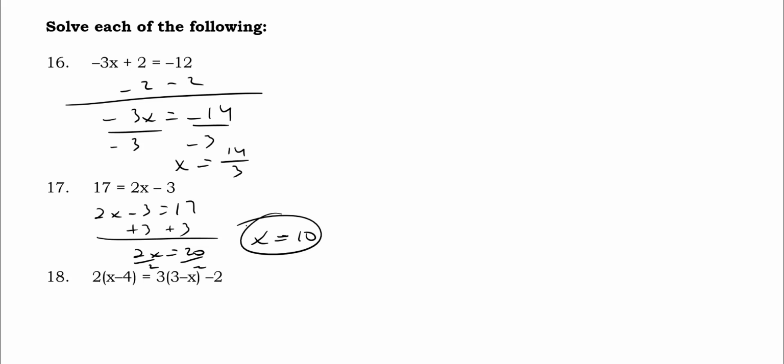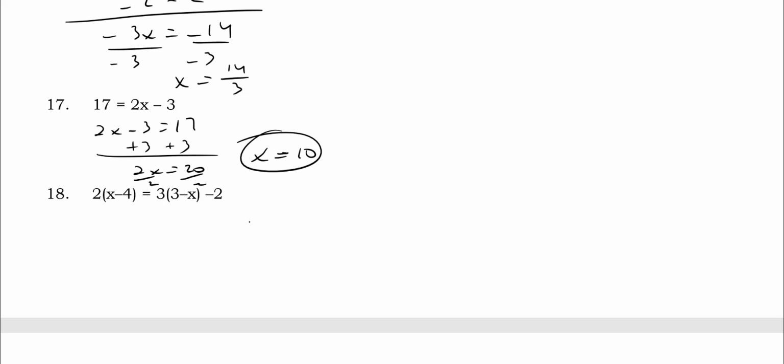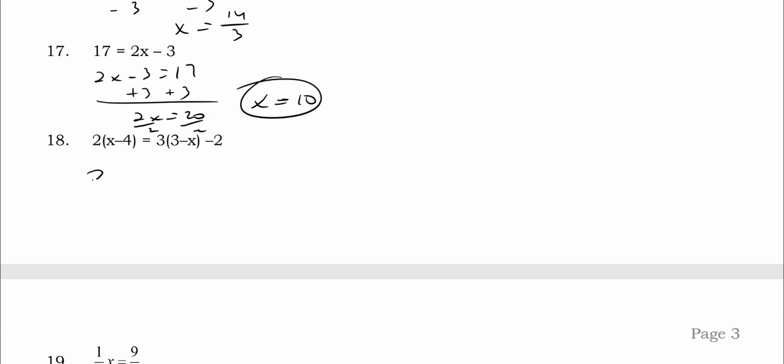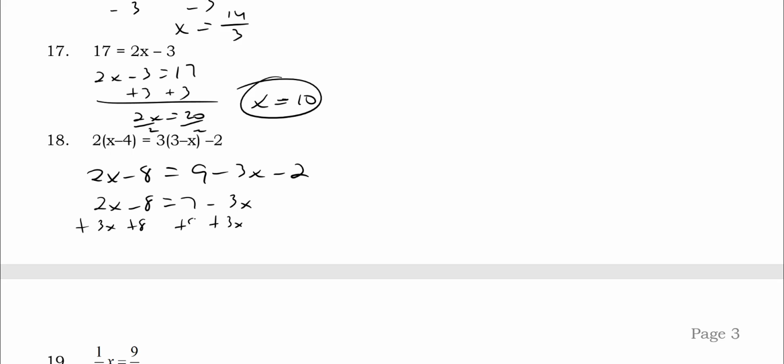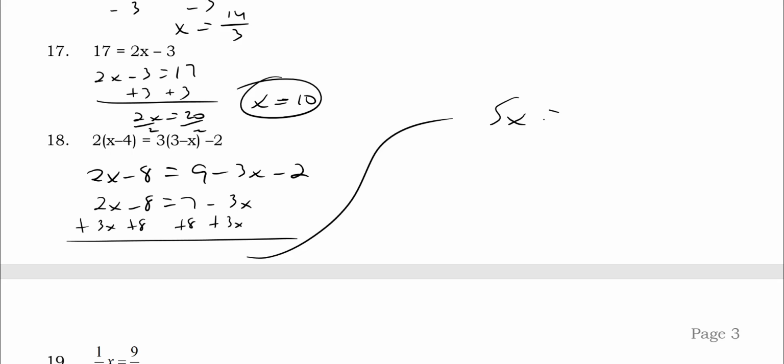Okay, and this one I'm going to distribute first. So I get 2x minus 8 equals 9 minus 3x minus 2. Combine like terms, so 2x minus 8 equals 9 minus 2 is 7, so 7 minus 3x. So I'm going to add 3x to both sides and add 8 to move the 8 over. So you wind up getting over here 5x is equal to 15, and then divide by 5, so x equals 3.